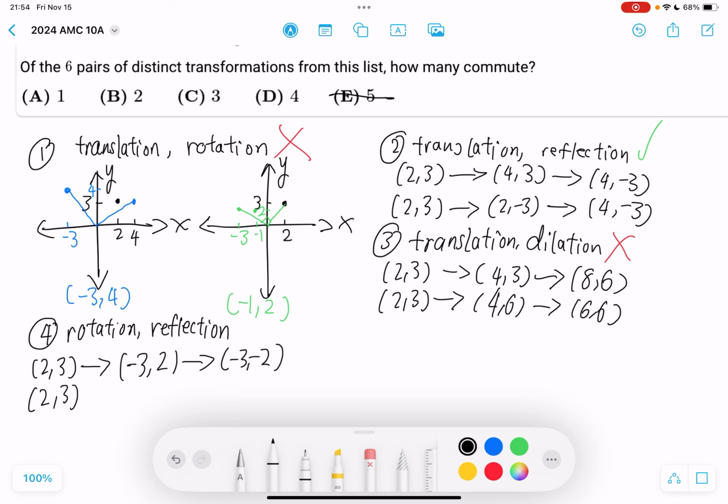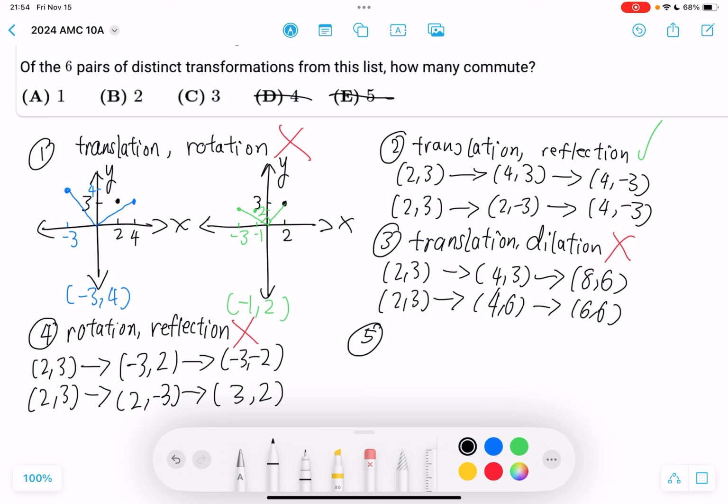And you have 2, 3, you can reflect this across the y-axis first, so you have 2, negative 3. You rotate it 90 degrees counterclockwise, so you flip the two coordinates, so it's negative 3, 2, and then you take the opposite of the x-coordinate, so it's 3, 2. So these two coordinates are not the same, so this is not right. So the answer is not 4, because out of the 6 pairs of distinct transformations, at least 3 don't work, so there's only 3 left.